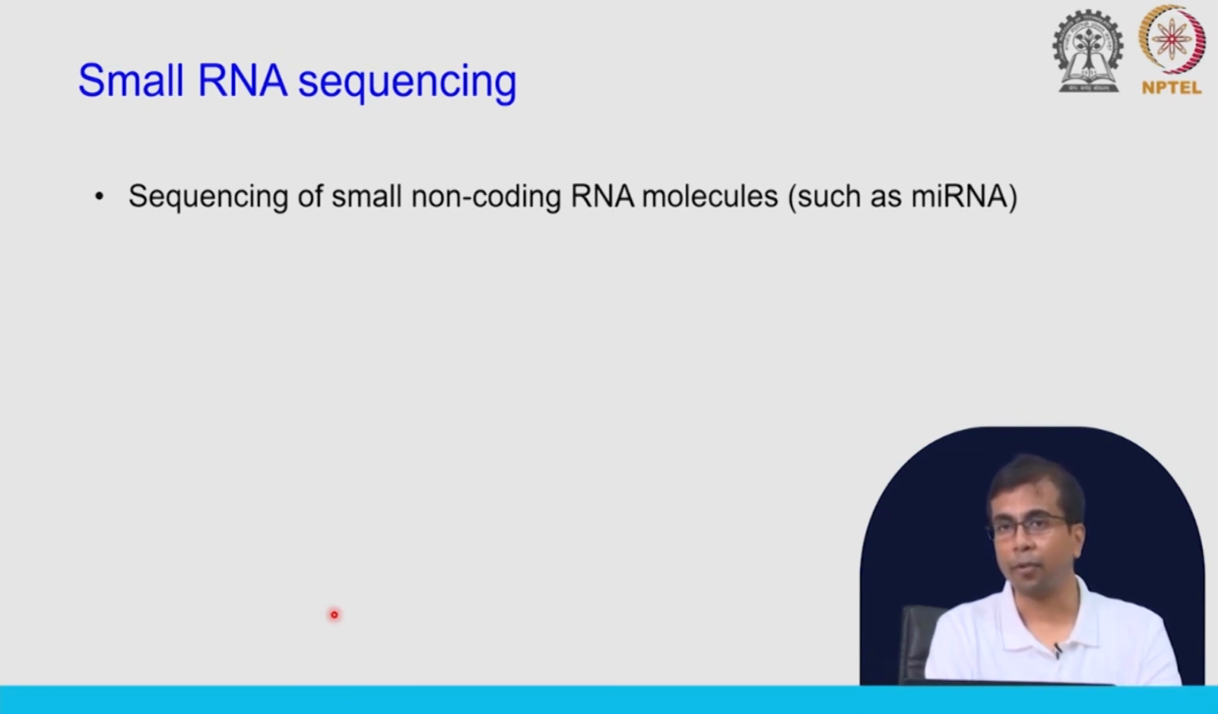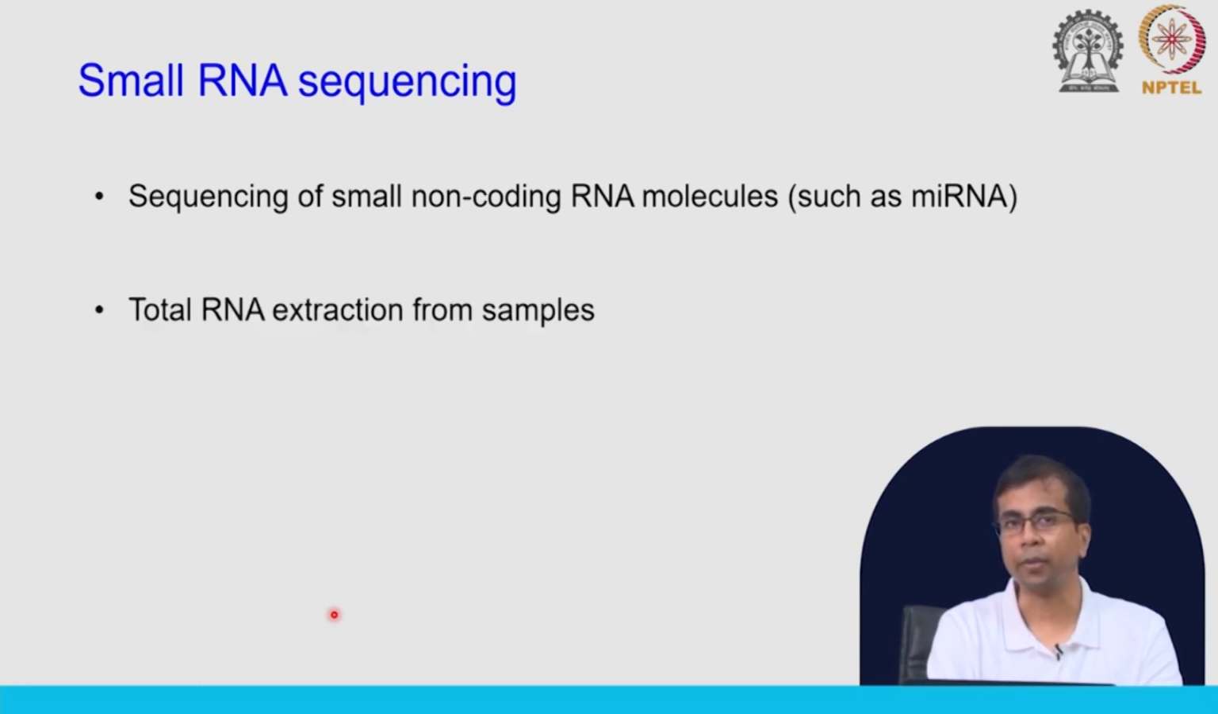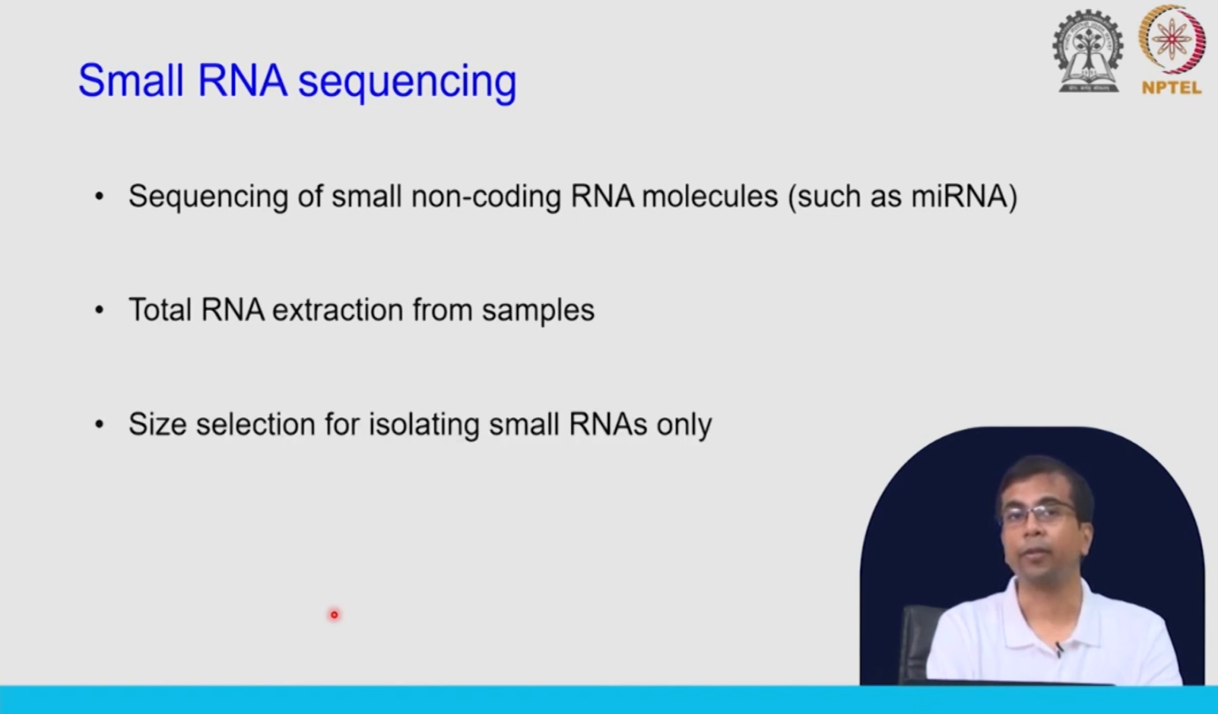Now, so far we have talked about sequencing of mRNA, mRNA enrichment, ribosomal RNA depletion, etc. We have not talked about microRNA. So, how do you go about it? The first step is the same: we have the total RNA extraction from samples, and after this step, we then do something called size selection for small RNAs only.